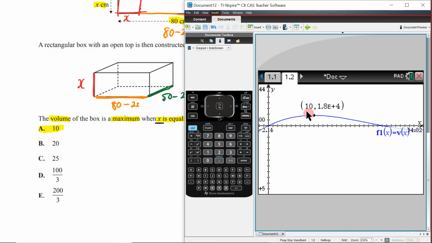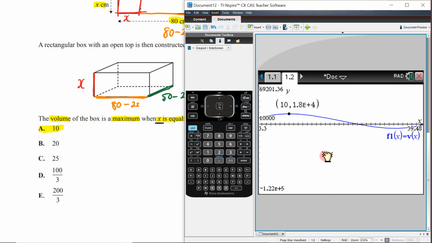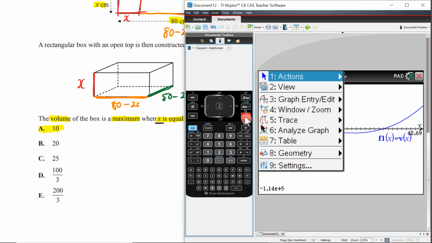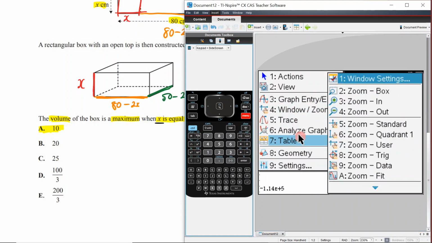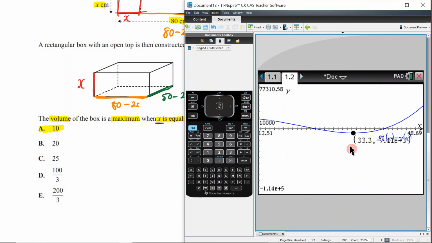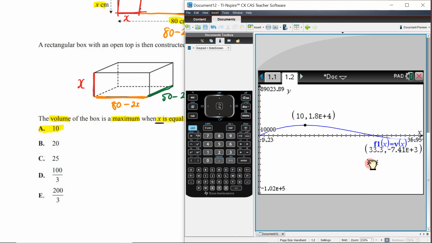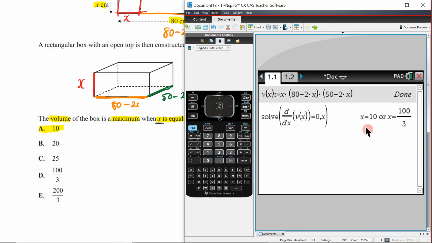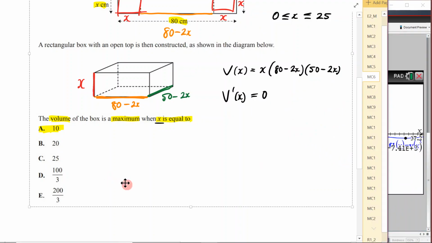As you can see, it's 10. That's what we found. The other stationary point that we found was 100 over 3. That looks like it's in that region right there. So that region, as you can see, is a minimum. We don't want to deal with that. And also, as you can see, it's negative, so it doesn't even make any sense, because in the real world, you can't have negative volume. That just doesn't work. So that's just another way of visualizing what we're doing instead of just dealing with this stuff. But hopefully that all made sense to you.